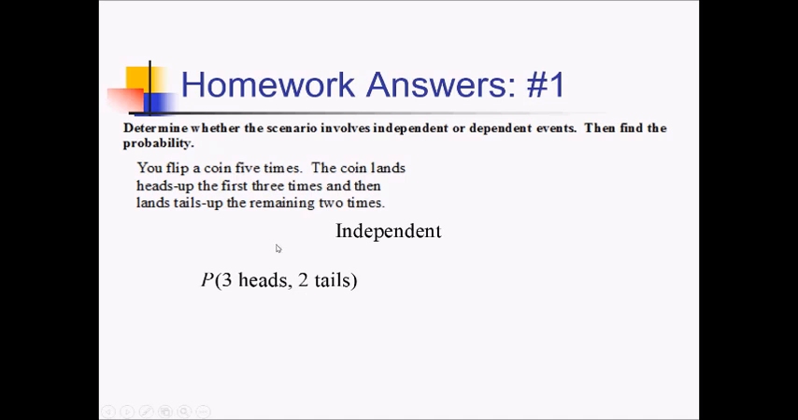So we want 3 heads followed by 2 tails. The probability of that first head is going to be 1 out of 2. Same thing for the next head and the third head. Now after that, the probability of getting a tail is also 1 out of 2 because that was the only other possibility. And then that second tail is also 1 out of 2. So multiplying across, we end up with 1 over 32.